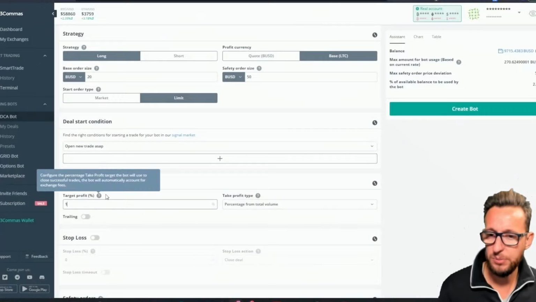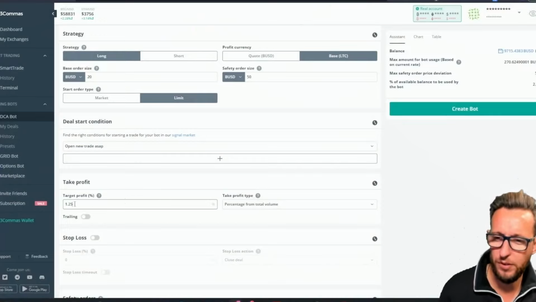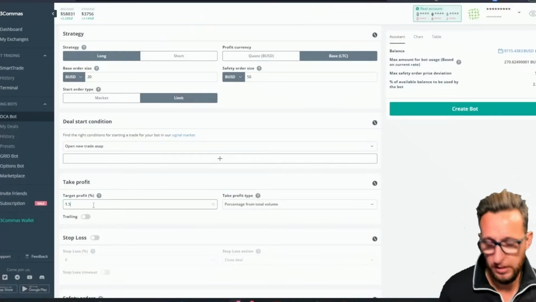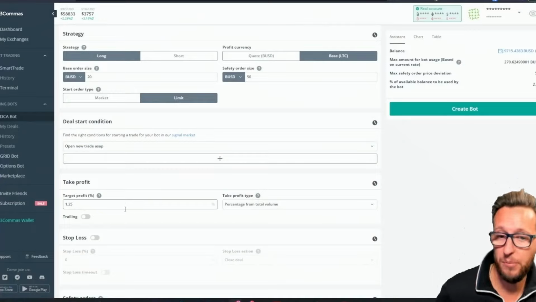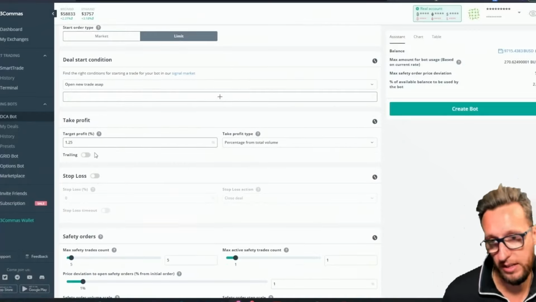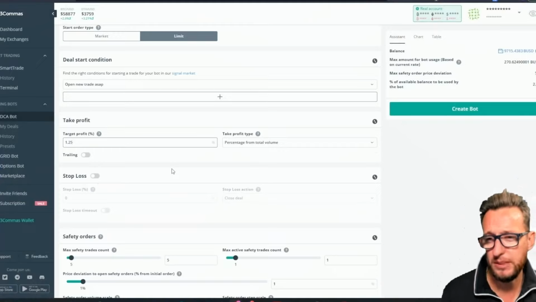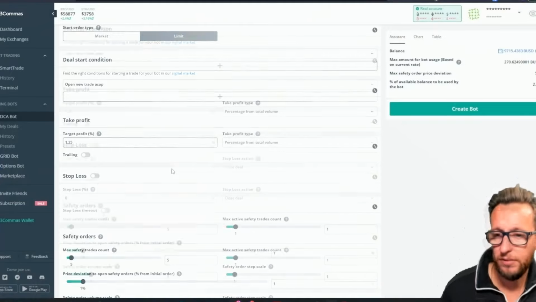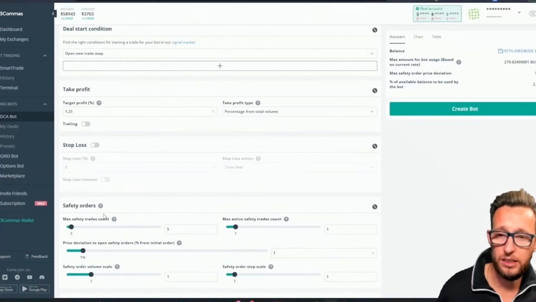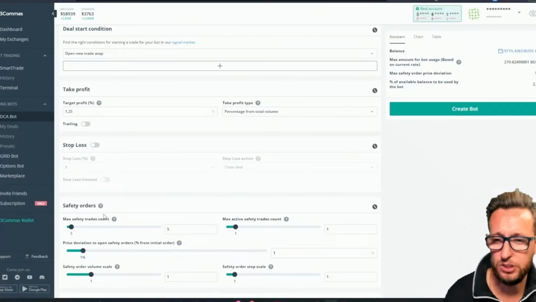Right, he takes profit at 1.25 recently. It was 1.5 before. We're also going to backtest the 2, so I'm going to put it at 1.25 for the moment. He doesn't use trailing, another thing that we will be backtesting with TradingView in a moment to see if it works better with a trailing stop or not. Right, the stop loss. Now in TradeAlt's strategy, we don't activate the stop loss. We leave it just to continue buying the dip.